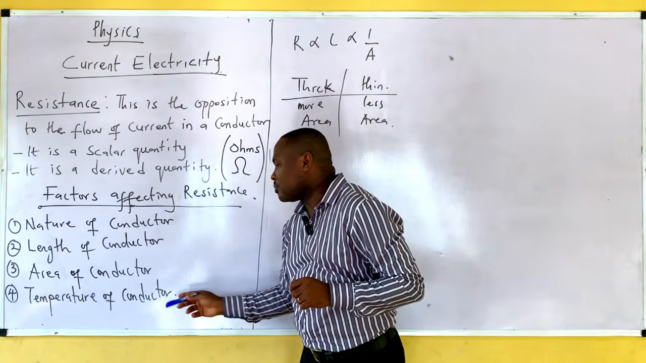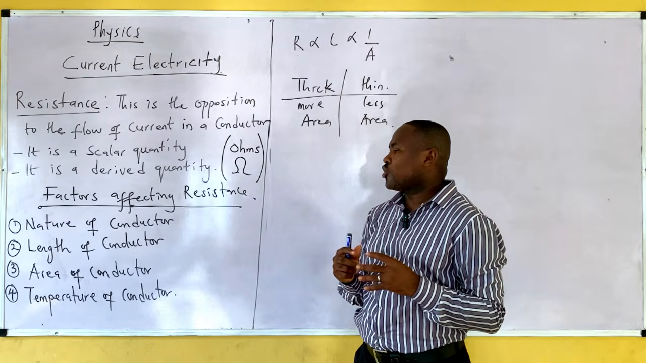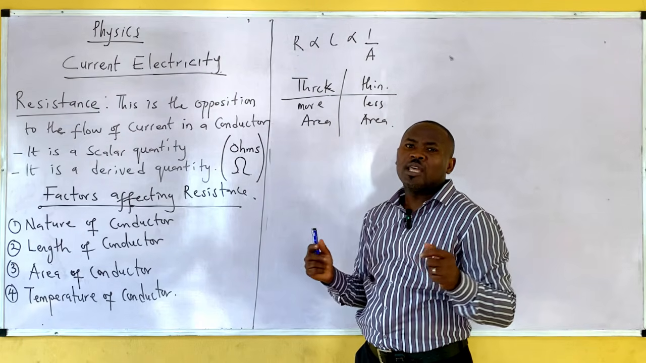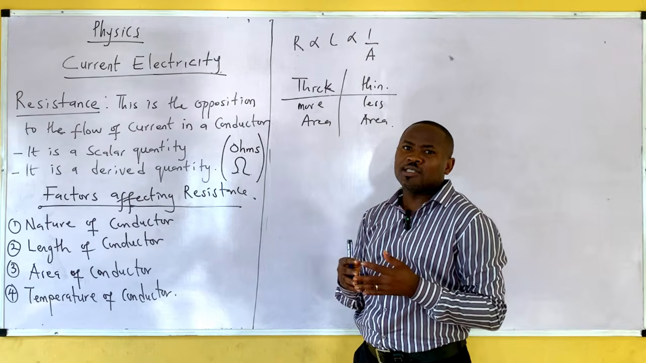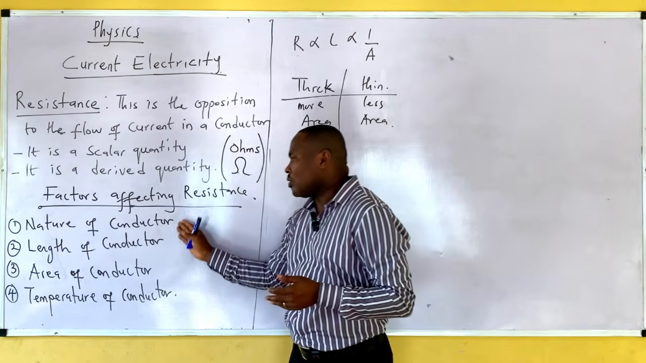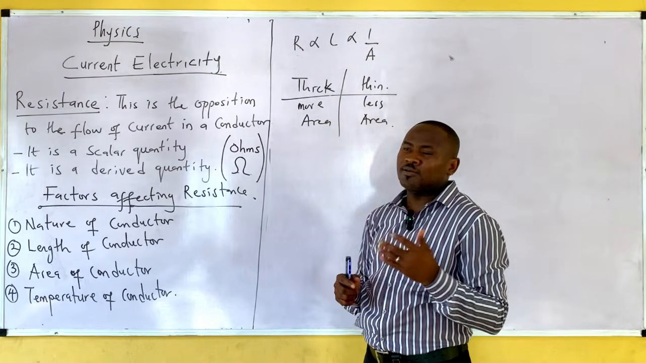Now we can talk about temperature. What about temperature? When the temperature is high, the conductor has more resistance. Why? Because electrons are colliding with each other and it increases the resistance in the conductor. So all of these are factors that determine or affect the resistance of a wire.